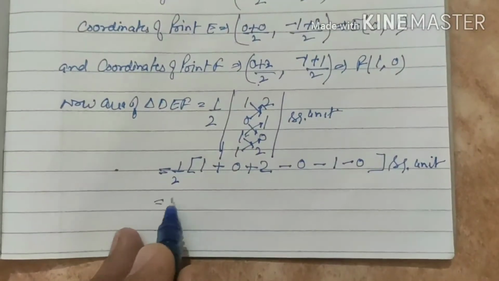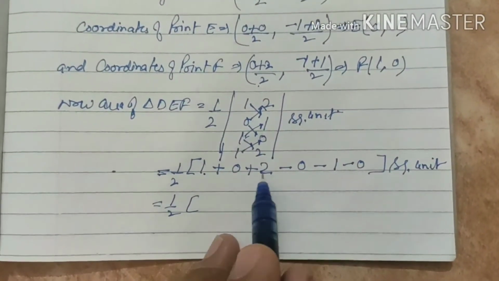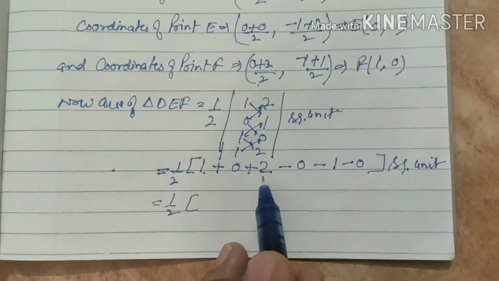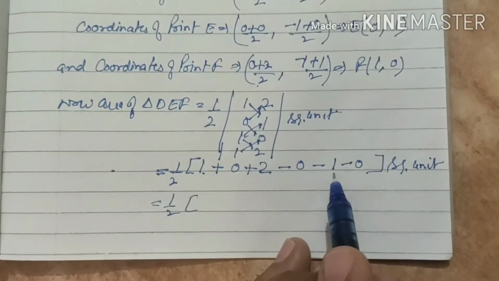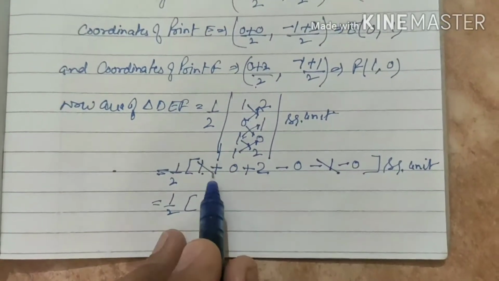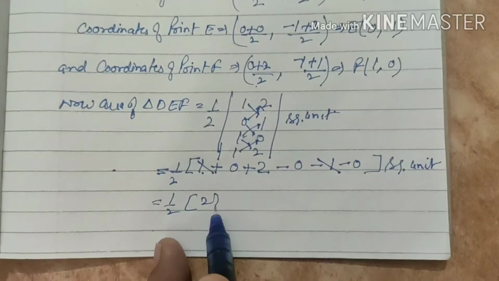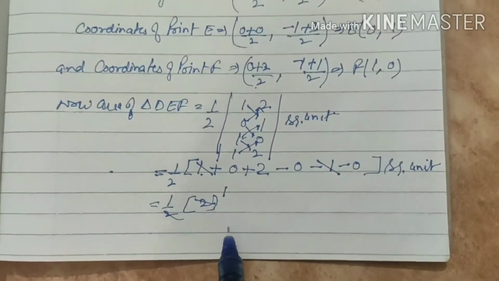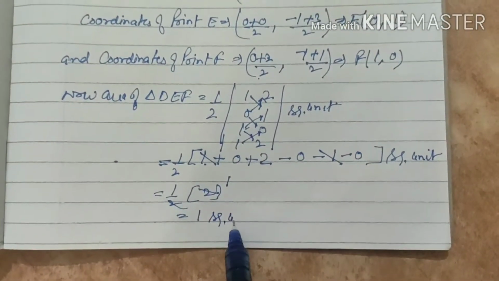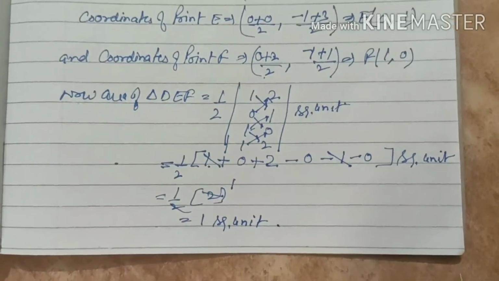So 1 by 2, 1 plus 2 becomes 3, 3 minus 1, or you can say directly minus 1 plus 1 cancelled, so we will have 2. So 2 ones are 2, and 1 by 2 of 2 becomes 1 square unit. This is the area of triangle DEF.